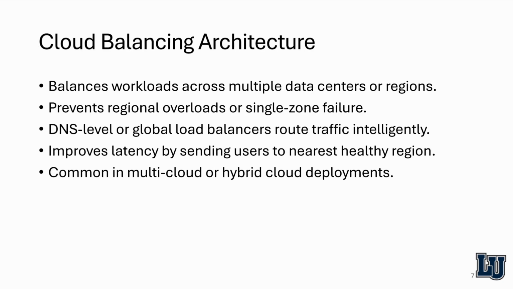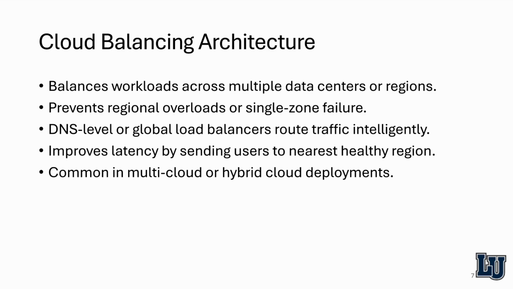Cloud balancing architecture. Cloud balancing spreads workloads across regions, not just servers. If one region is overloaded or offline, the traffic shifts to another automatically. Think of it like air traffic control for your cloud services. This uses global servers or DNS based routing. They check which region is closest and healthiest, then send the users there. That's how Netflix streams from the nearest data center to you.